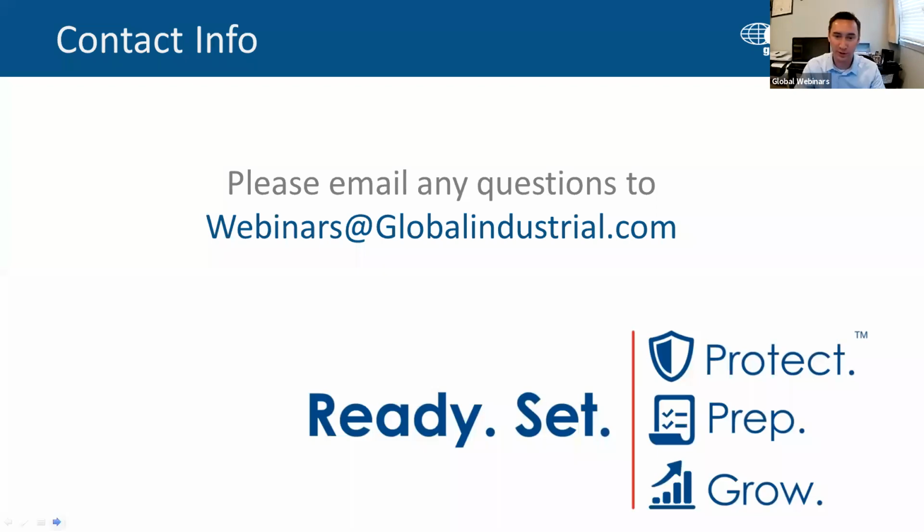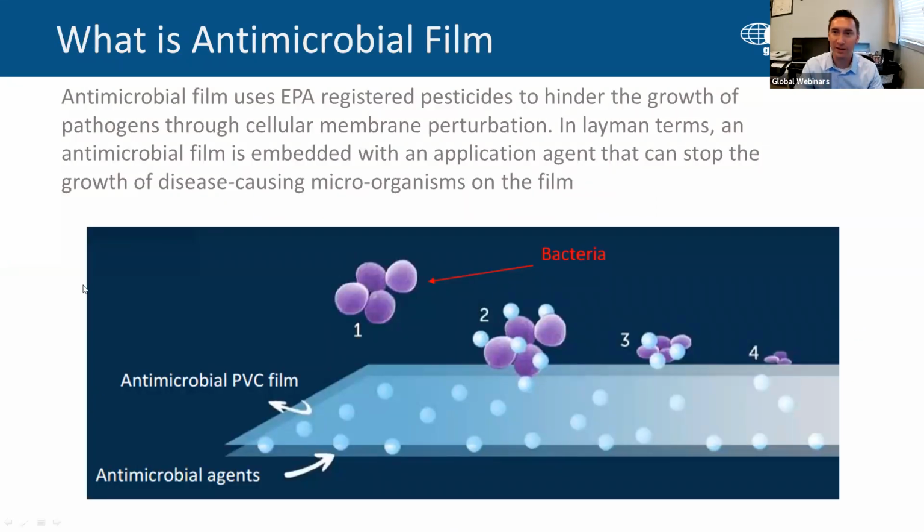Very good. Excellent. So let's start with the main event, if you will, of our conversation, which is the antimicrobial film. We have a very specific description of what antimicrobial film is that I just want to put on the screen here. If y'all are okay with it, I'm going to cover the second half that's listed and give you the layman's terms. Some of the words in the original on the top level of the description I tend to stumble over. So really in layman's terms, antimicrobial film is embedded with an application agent that can stop the growth of disease-causing microorganisms on the film. And the one we're going to talk about today is our V-Guard surface solution.